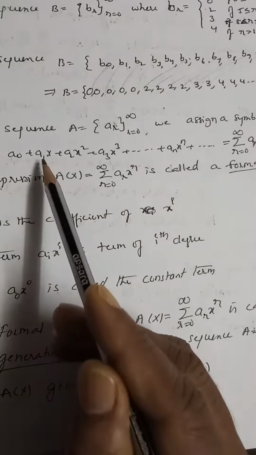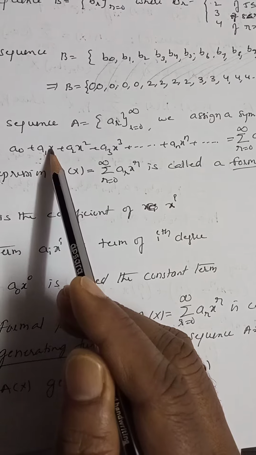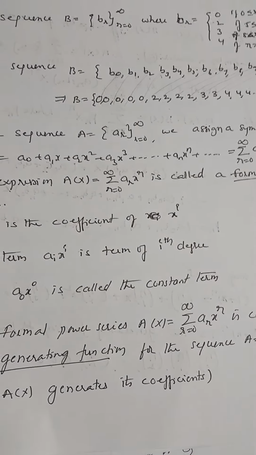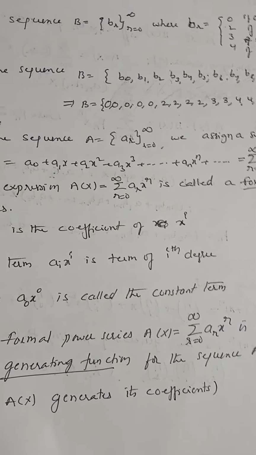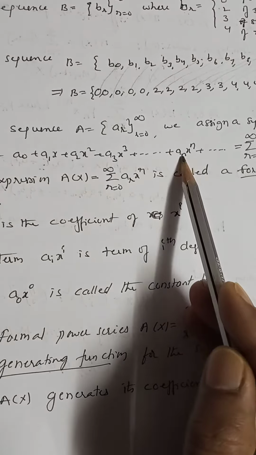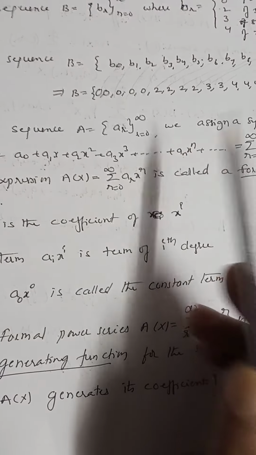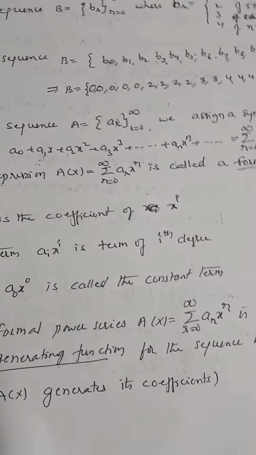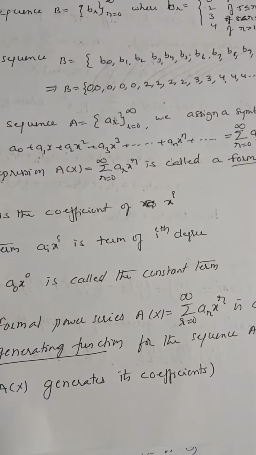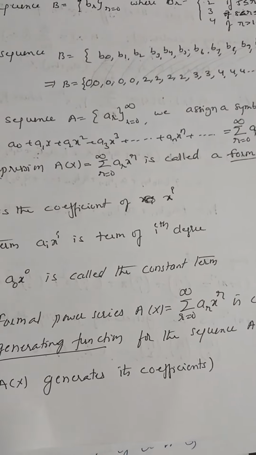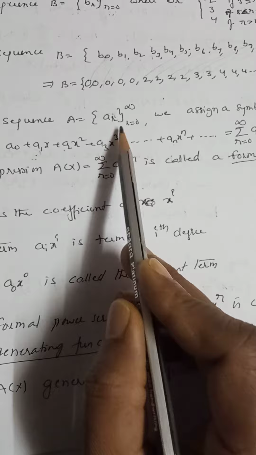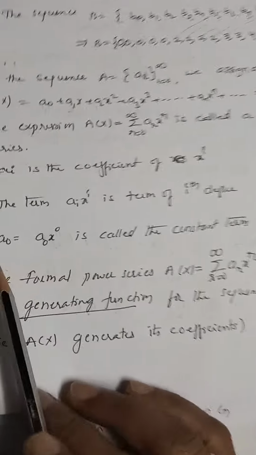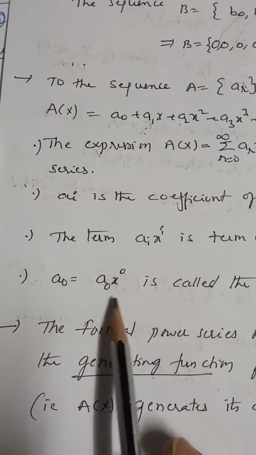See here, what is a1? A1 is the coefficient of x power 1. A2 is the coefficient of x power 2. A3 is the coefficient of x power 3, and so on. An is the coefficient of x power n. Similarly, ai is the coefficient of x power i. Right, the ith term ai x to the power of i is the term of ith degree. What is the degree of this term? That is 3.